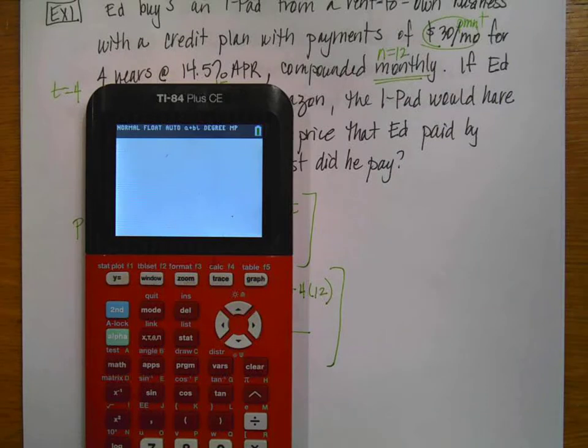So we're going to do that together. I'm going to enter the 30, and then I'm going to enter 2 sets of parentheses. I'm going to do 1 minus, and then I'm going to have a parentheses 1 plus 0.145 divided by 12, raised to the negative 4 times 12, and then I'm going to close that parentheses, and then I'm going to divide by 0.145 divided by 12, and then I'm going to hit go.